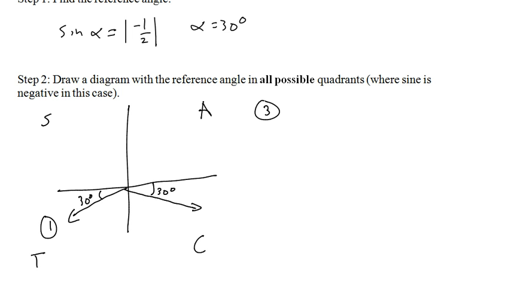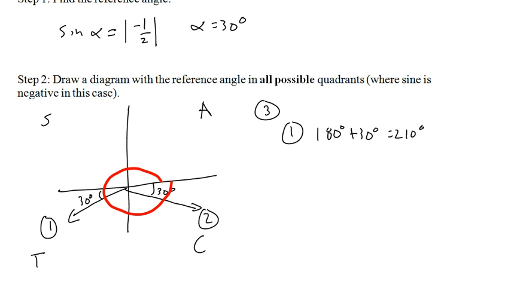So let's call this our first angle. Notice our first angle, we're going to have 180 degrees to there, and then plus another 30. So our first angle is going to be 180 degrees plus 30 degrees equals 210 degrees. And our second angle is going to be a full 360, but then minus 30 off of that. So angle 2 is going to be 360 minus 30 degrees, which gives us 330 degrees.